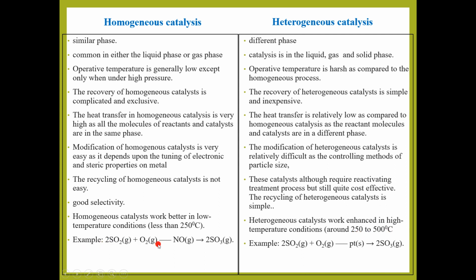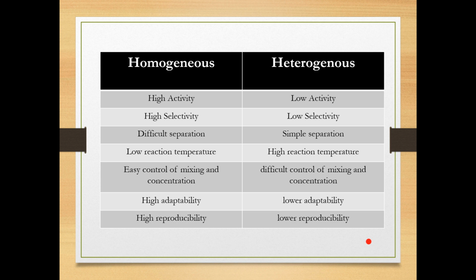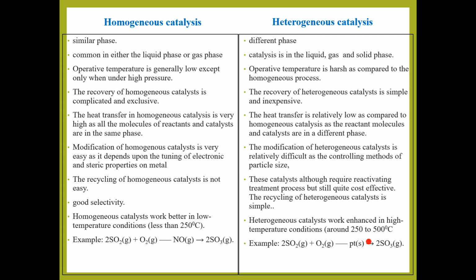So this is an example of homogeneous catalysis where NO is used as a catalyst for the gaseous reaction of SO2 with O2, whereas in this one, platinum is a solid which is used as a catalyst in this reaction. Okay, so this was about homogeneous and heterogeneous catalysis. I have made a short summary for this, so you can just go through this. It's the same thing, so when you want to write the difference, you can simply learn this and consider these as points for writing homogeneous and heterogeneous.